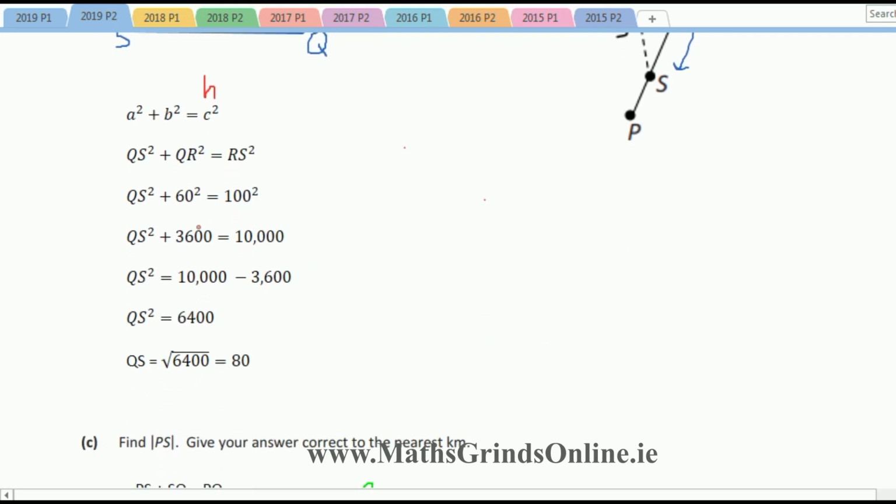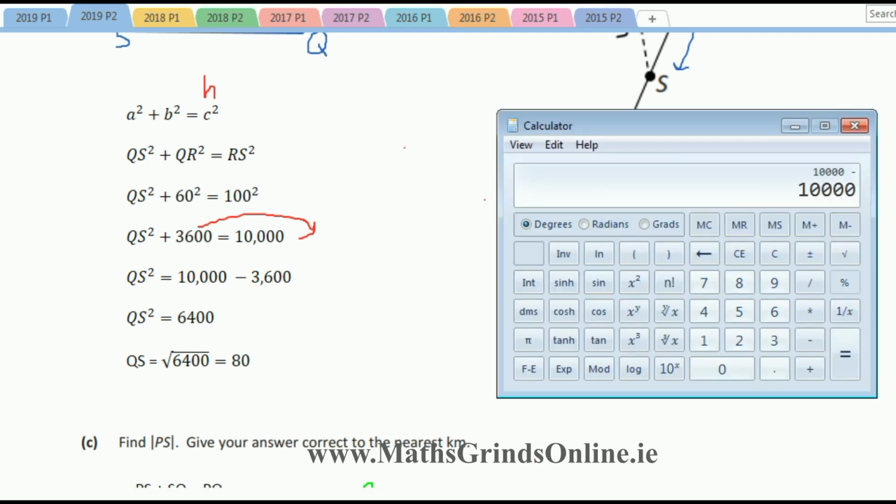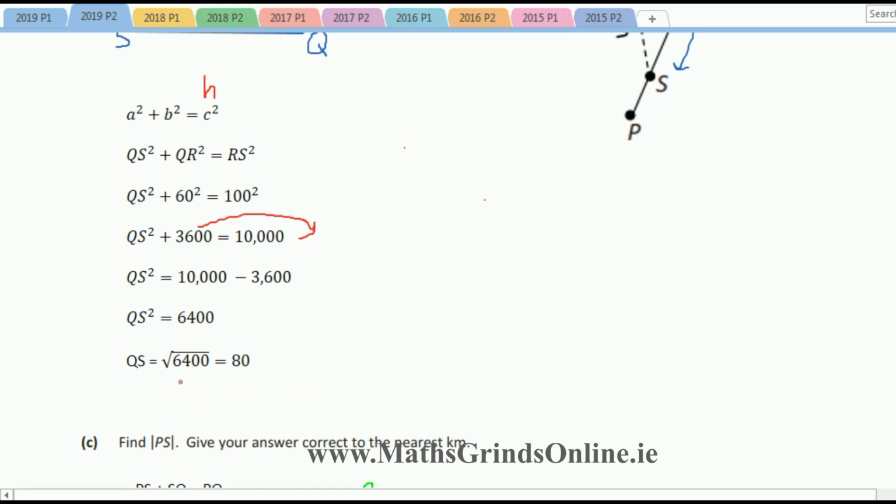I got this as 3,600. Bring it over to this side. So QS squared is equal to 10,000 minus 3,600. 10,000 minus 3,600 is there, and we get the square root of that, which is 80. So the length QS is 80, and that's obviously 80 kilometers.